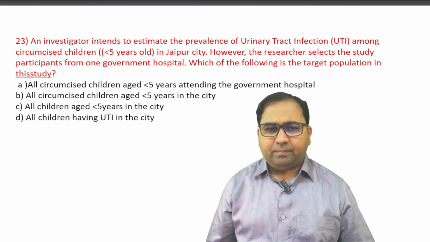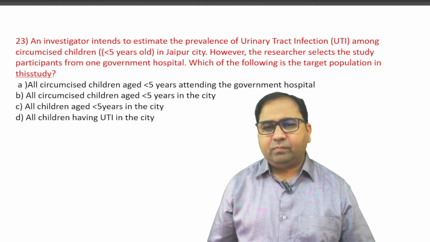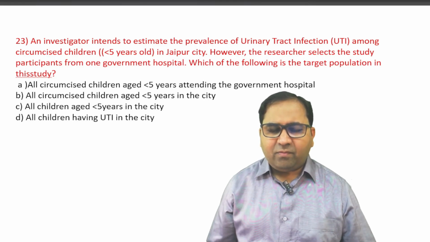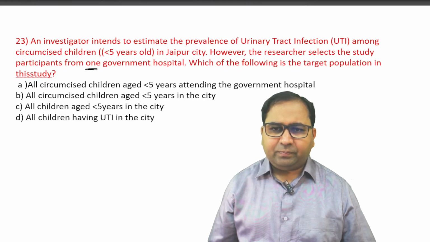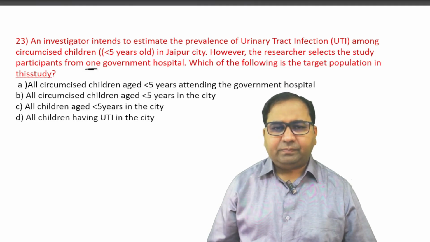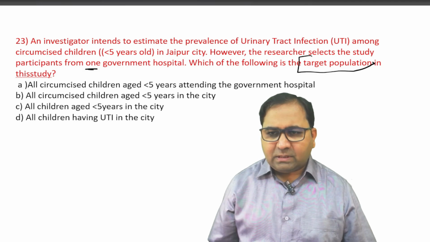The next question. An investigator intends to estimate the prevalence of UTI among circumcised children who are less than 5 years old in Jaipur city. However, the researcher selects the study participants from one government hospital. So which of the following is the target population in the study? Please remember the target population in the study. Okay.